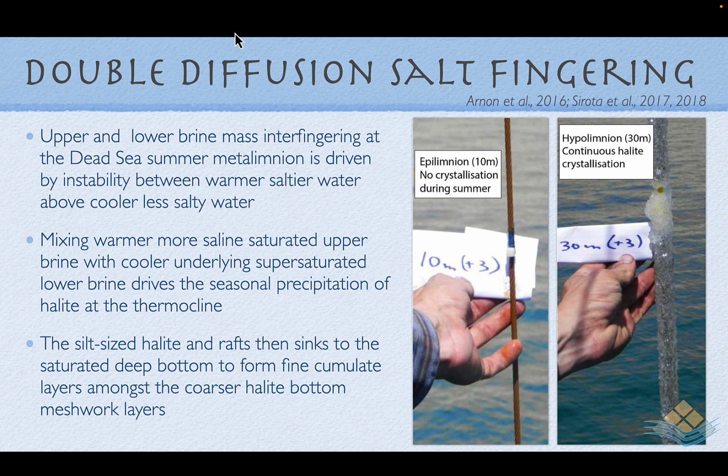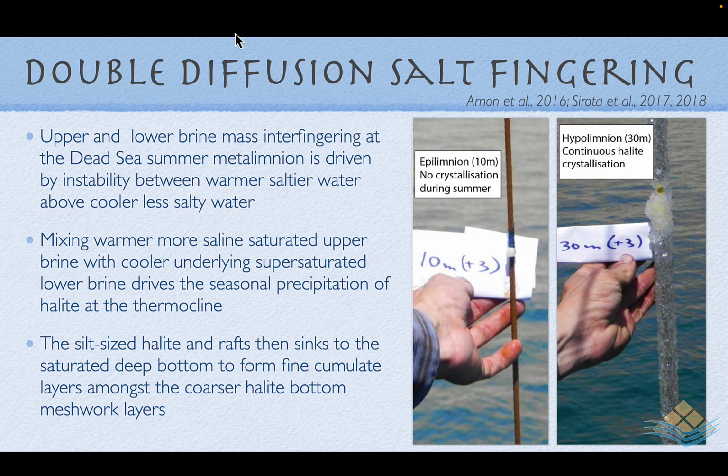Those images are showing you that cable at a depth of 10 meters and a depth of 30 meters in the summer. So the 10-meter depth is in the epilimnion, warmer water mass, and the 30-meter is in the hyperlimnion. In summer, there's no crystallization on that cable. It's undersaturated with respect to halite because it's a prograde salt and those surface waters are warmer. Whereas below the thermocline, in the hyperlimnion, we have saturation throughout the summer.